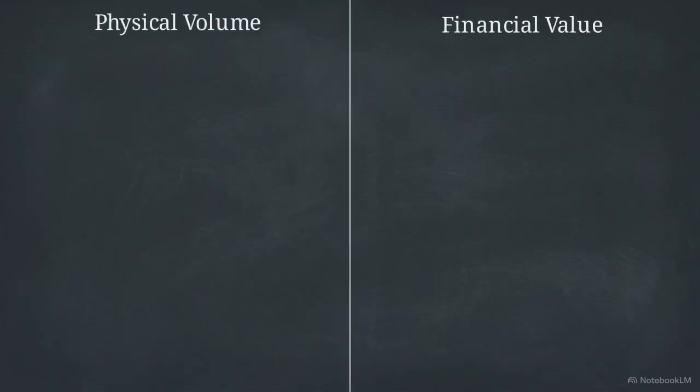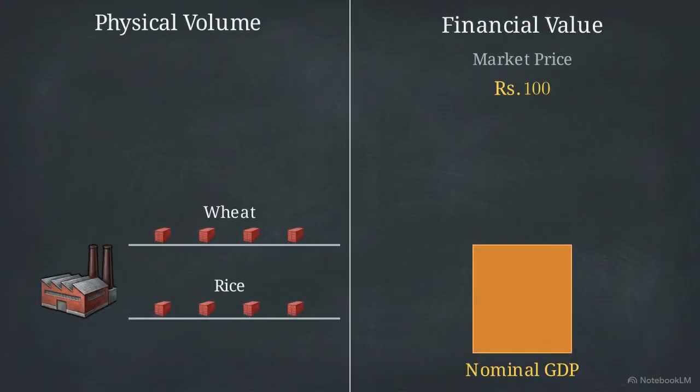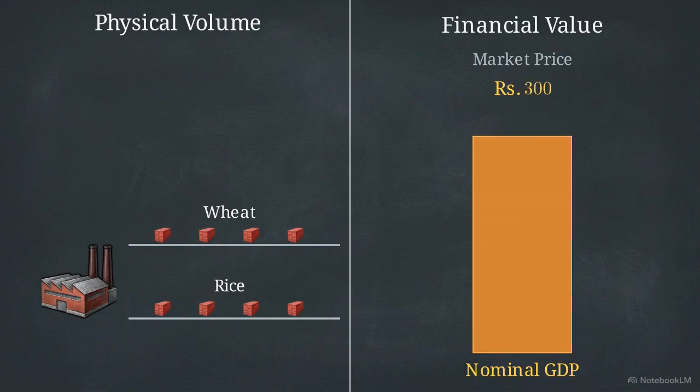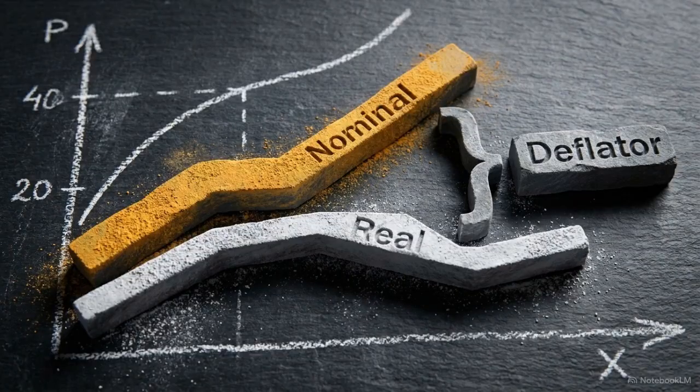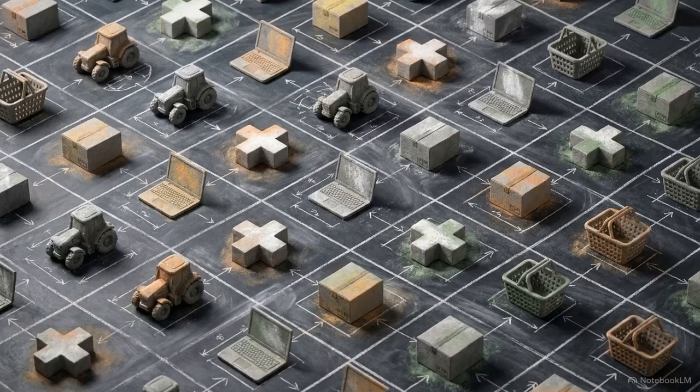This split screen demonstrates the illusion of nominal GDP. If a country produces the same volume of wheat and rice, but market prices rise, nominal GDP spikes. It creates the appearance of growth while the actual quantity of goods remains unchanged. To find real GDP, we freeze prices at a specific base year, currently 2011 to 2012. This reveals the actual increase in physical production. The ratio between nominal and real GDP is the GDP deflator. It captures price changes across every good and service produced in the economy.